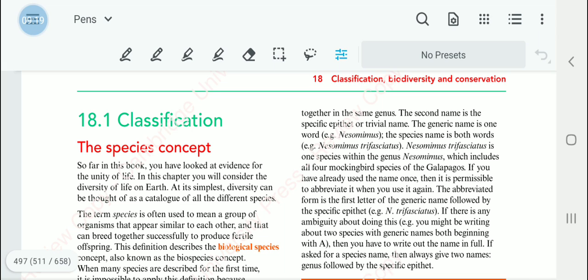If you have named it before, for example Homo sapiens, and you have to repeat the word when you are writing the answer, you can actually shorten it to H. sapiens. That abbreviation is something you can do when you are explaining a lot of things. However, please make sure that the specific epithet stays. In this particular situation, Nesomimus trifasciatus, if you want to name it again later on, then you can say N. trifasciatus.